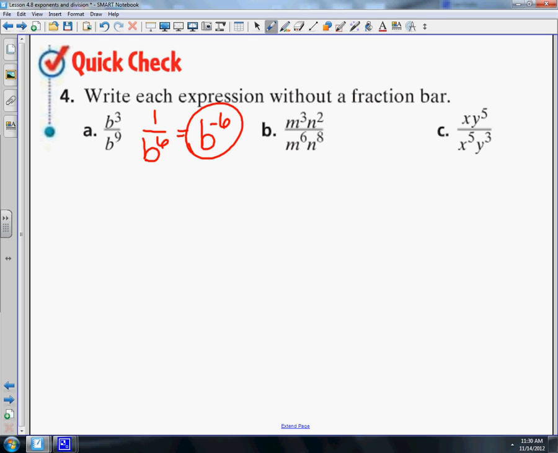So for this next one, I have 3 m's on top and 6 m's on the bottom, so that leaves me with 3 m's on the bottom, and then 6 n's on the bottom, and a 1. So if I wanted to write that without the fraction bar, I can move this to the top, but I have to make both of the exponents negative. So it'd be m to the negative 3, n to the negative 6.